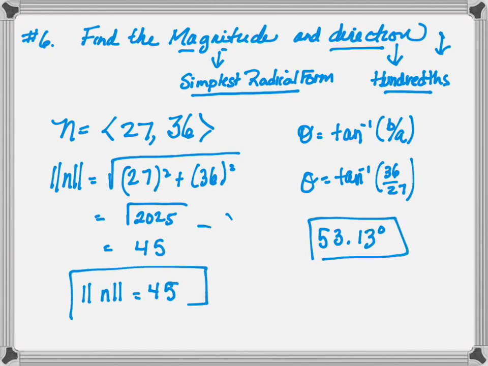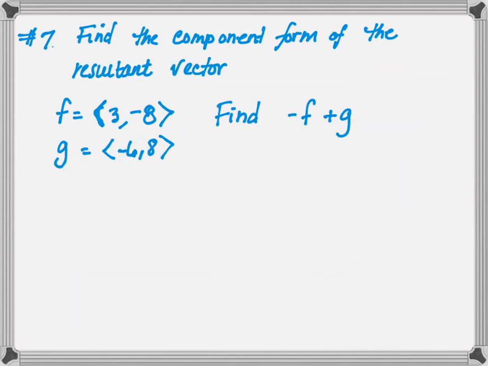So you have the magnitude. It said simplest radical form, but it came out to be a whole number. But if it was not, you wouldn't use your calculator on the final one. You try to simplify that in radical form, but you can use your calculator for the hundredths part. All right, let's move on to number 7.